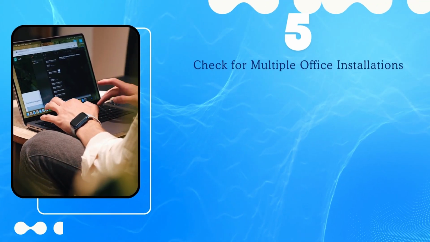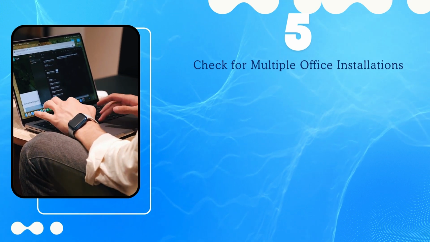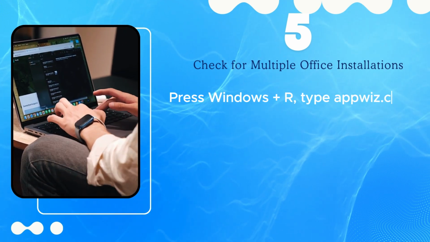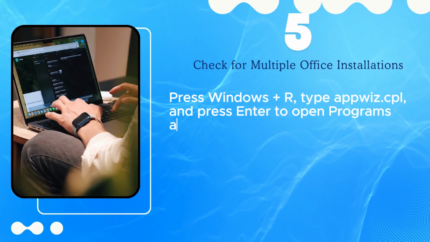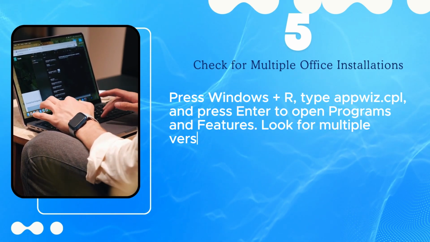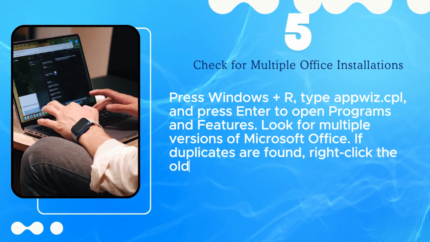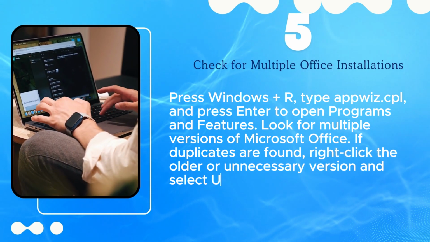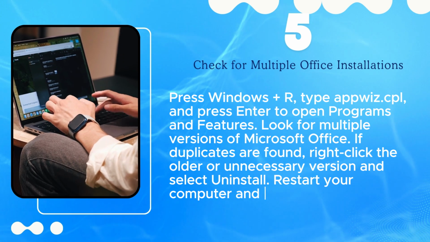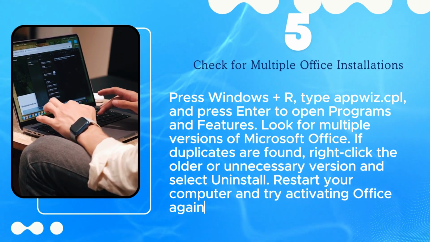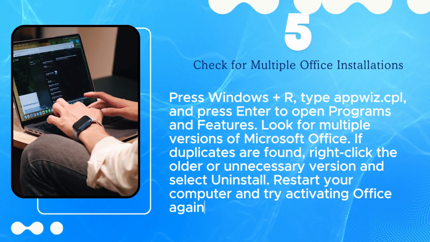5. Check for multiple Office installations. Press Windows plus R, type appwiz.cpl, and press Enter to open Programs and Features. Look for multiple versions of Microsoft Office. If duplicates are found, right-click the older or unnecessary version and select Uninstall. Restart your computer and try activating Office again.